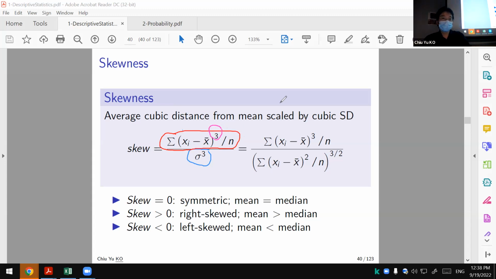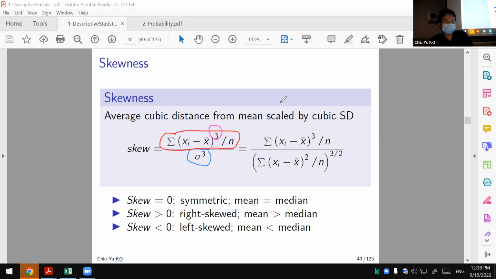Just to remind yourself what is different between cubic and square: when you have cubic, you can have negative values. Because of the square, you learned from the multiplication of negative numbers that negative times negative is positive, and positive times positive is positive. But if you start with a negative in a cubic, it remains negative. So if the data point is smaller than the mean, right?